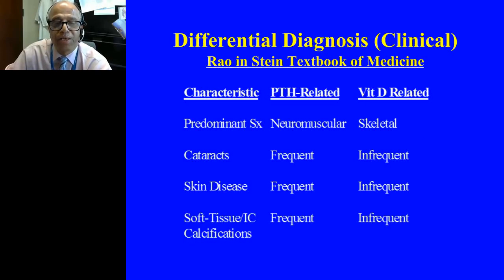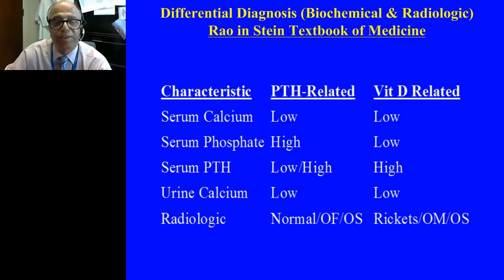One could use the PTH assay to distinguish between PTH-related hypocalcemia and vitamin D-related hypocalcemia, depending upon whether they have associated symptoms. For example, cataract is more common in PTH-related but not in vitamin D-related. Skin disease is more common in PTH-related hypocalcemia than in vitamin D-related. Soft tissue calcifications are more frequent in PTH-related than in vitamin D-related.